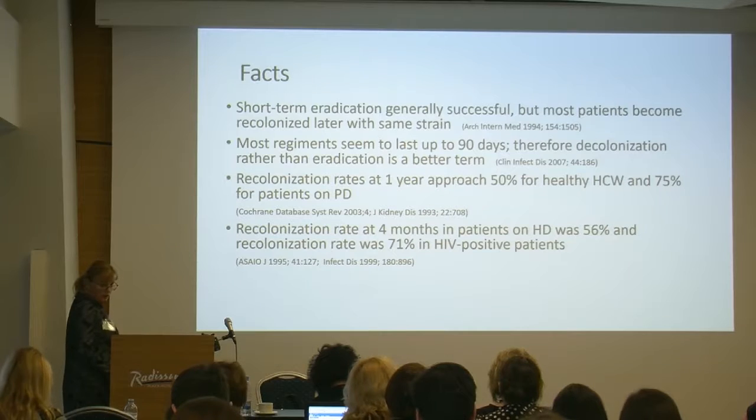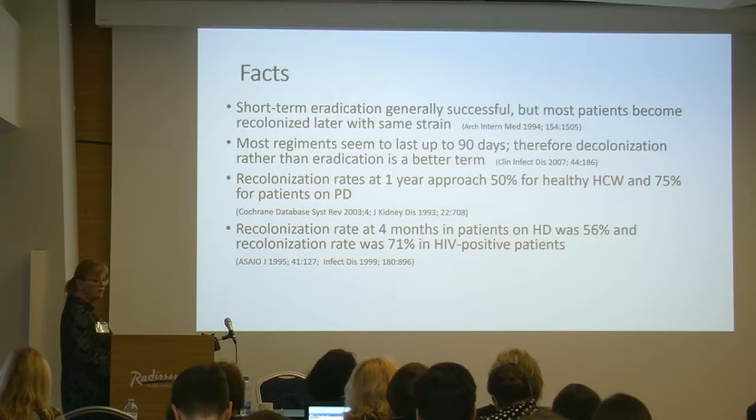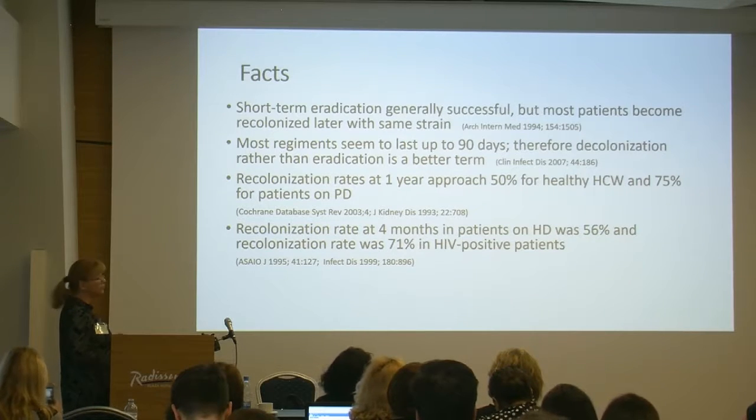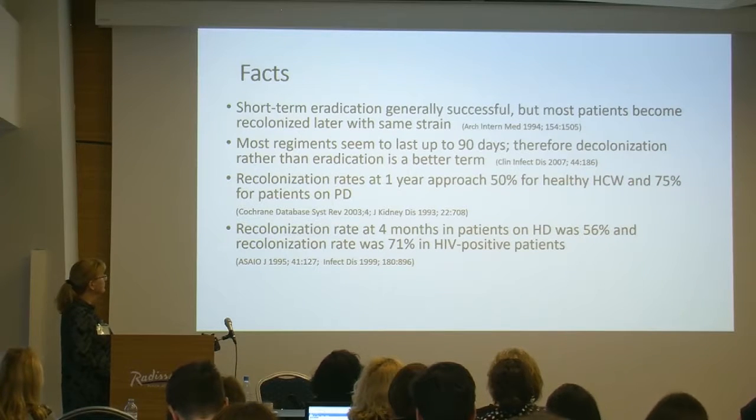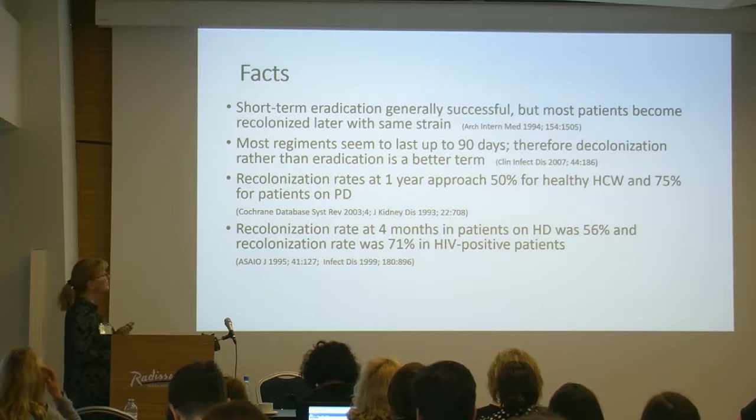What are the facts about all these? The facts about local eradication or short-term eradication with local decolonization measures are that they are generally successful, but most patients become recolonized later with the same strain. Most regimens seem to last up to 90 days, about 3 months. Therefore, decolonization is the better term than eradication.